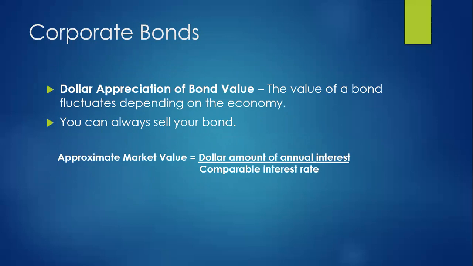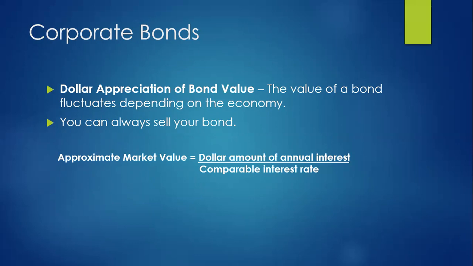Okay, so the dollar appreciation of a bond value, that's the value of a bond. The value of a bond fluctuates depending on the economy. So if the interest of the bond is higher than the typical market interest, and then later the interest in the market begins to grow, you might say, okay, well, now my bond is not worth as much, or vice versa. Let's say your bond is making 4% and the market interest was also 4%, and then the market interest goes down to 3%, that would mean that your bond appreciated in value. It went up. So you can always sell your bond to other investors.